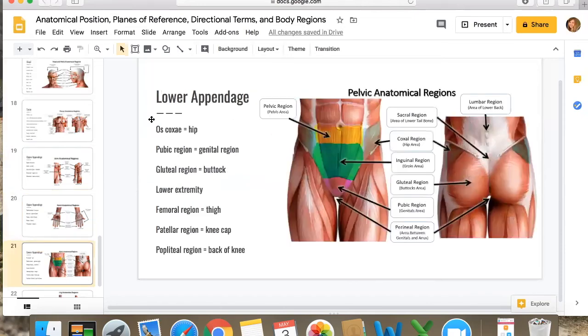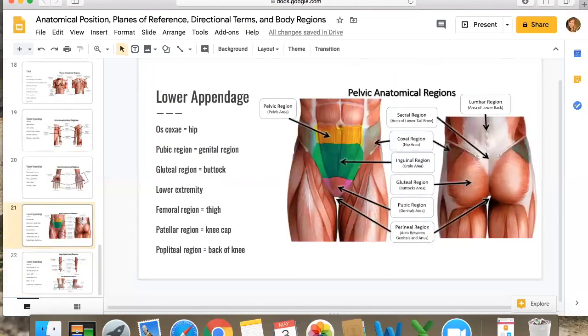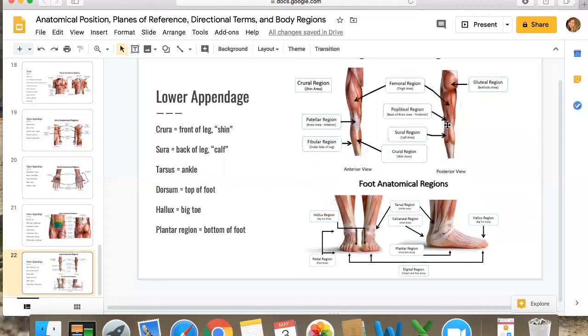For the lower appendage here, we have the os coxa or the hip. The pubic region, also the genital region. The gluteal region, which is the buttock. Lower extremity, again, the lay term is leg. But in anatomy, we separate them out by saying that the femoral region, the femur runs just like this, is the thigh. And then we have the patellar region right down here, which is like your kneecap, and the popliteal region, which is going to be the back area of your knee, almost like the crux of your knee. Then we have the crura, which is the shin or the front of your leg.